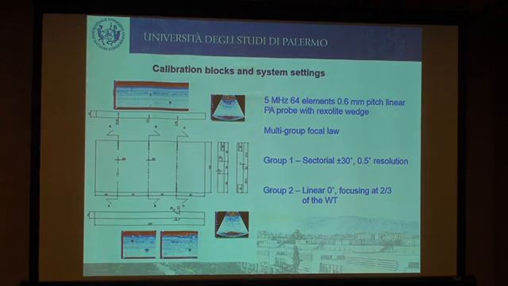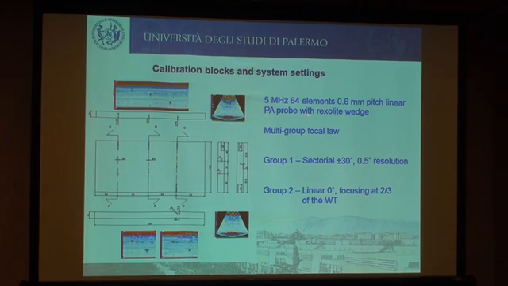Before the experimental campaign, we did calibration measurements. We had a sample with a material that is ultrasonically equivalent to carbon steel, and we had 3 holes, 1.5 millimeter at different depths. And then we had 4 holes, 2 millimeters and 5 millimeters, again at different depths. Those are flat bottom holes. And then 2 notches to see if we could detect the near surface defect.